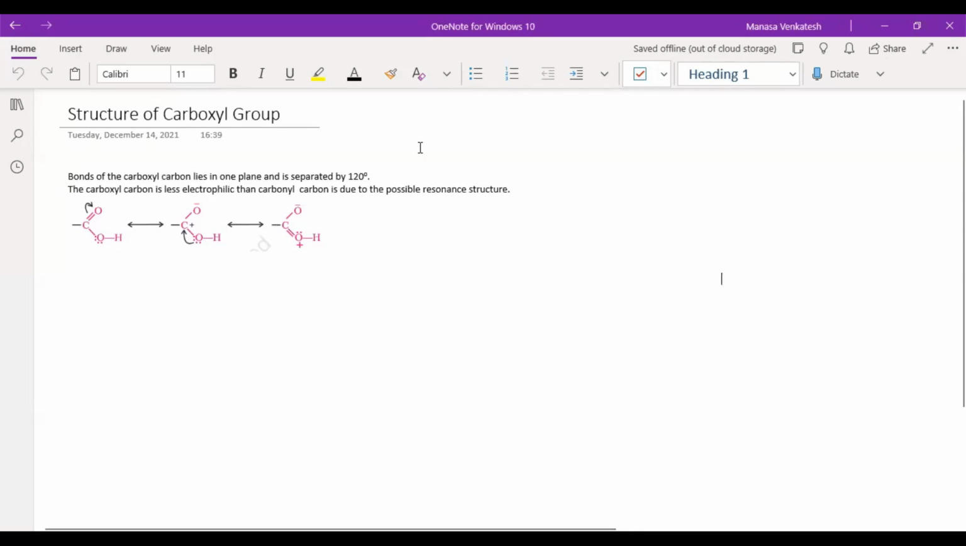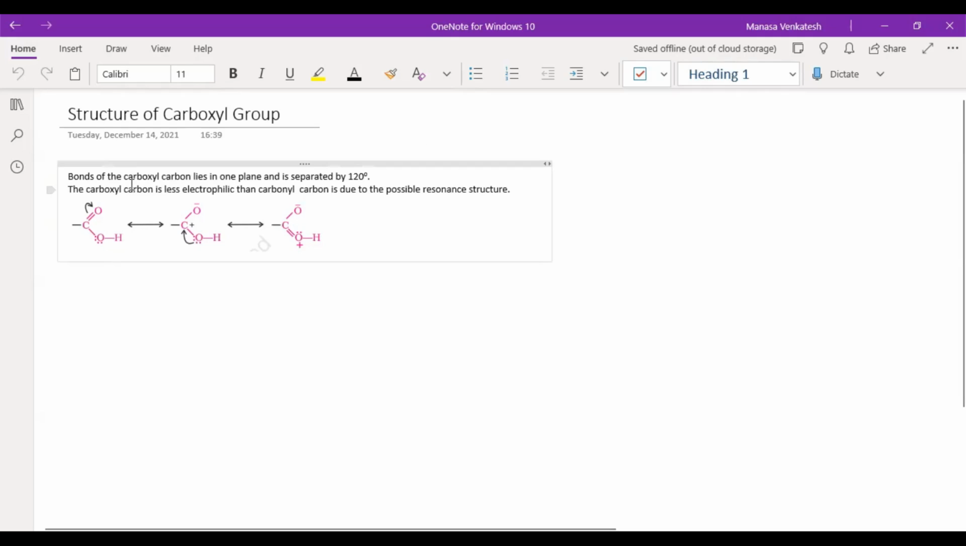Structure of the carboxyl group. I think you've figured out we're done with aldehydes and ketones, and so we are going to start with carboxylic acids. Carboxylic acids have the functional group COOH attached. In aldehydes, you have an H, right? That is replaced by no H in a carboxylic acid.